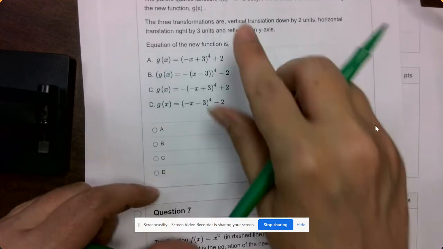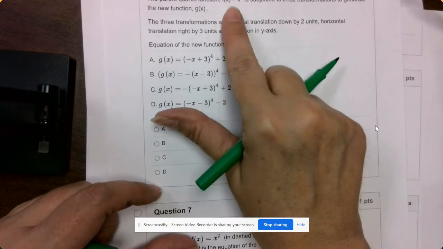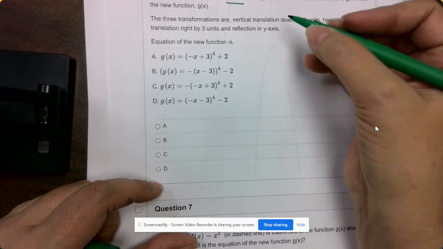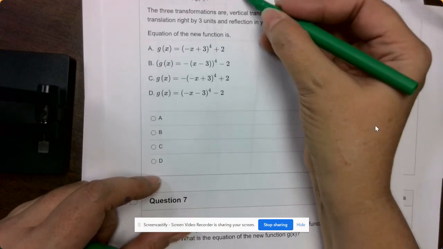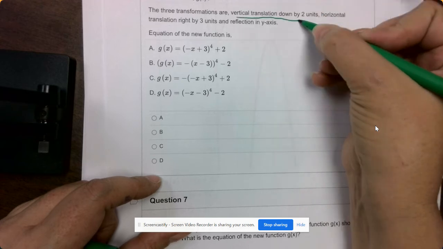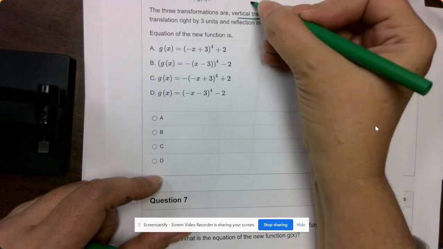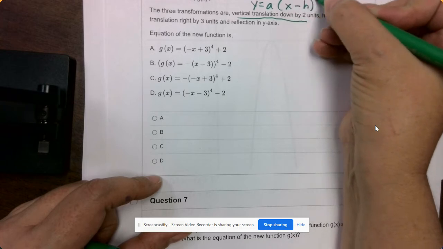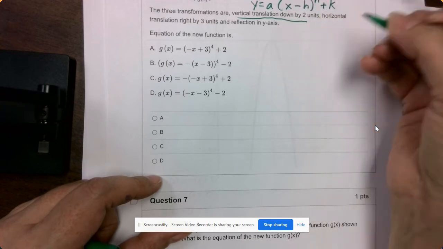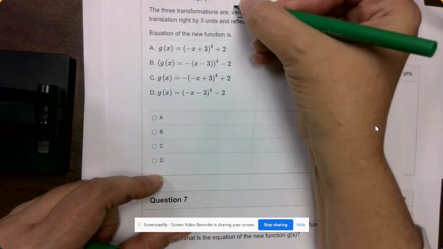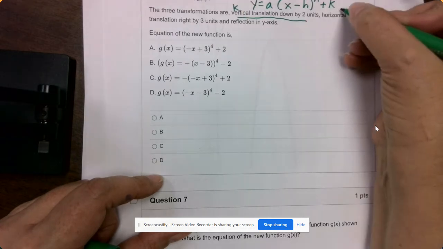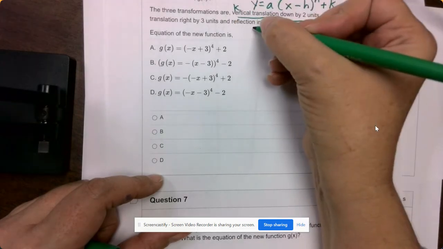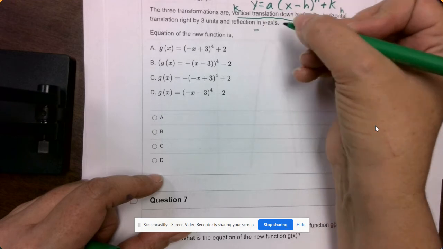Okay, so this one again, everybody, we're graphing them. So we want to figure out which one is going to work. So it says 3 transformations. So we have our quartic function, so vertical translation, down by 2 units. So everybody remember y is equal to a(x minus h) raised to the nth power plus k. Okay, so vertical translation, everybody, is k. Horizontal translation, think of that h for horizontal. And reflected in the y-axis, everybody, that's going to be a negative, okay, inside the parentheses.